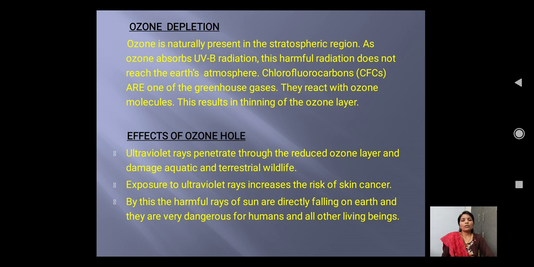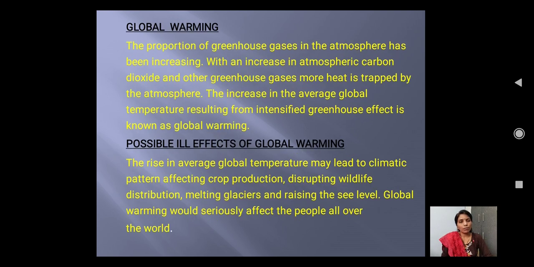Finally, all this pollution leads to ozone depletion, and the development of the ozone hole. Ozone is naturally present in the stratospheric region. As ozone absorbs UV radiations, this harmful radiation does not reach the Earth's atmosphere. Chlorofluorocarbons are one of the greenhouse gases, and they react with the ozone molecule, resulting in the thinning of the ozone layer. So ultraviolet rays penetrate through the reduced ozone layer and damage aquatic and terrestrial life. It may lead to cancer like skin cancer. These harmful rays of the sun fall directly on the earth, and they are very dangerous for humans and all other living beings, including animals and plants.